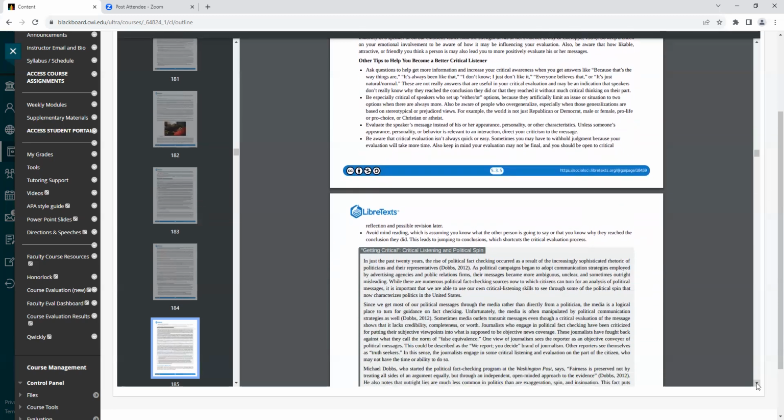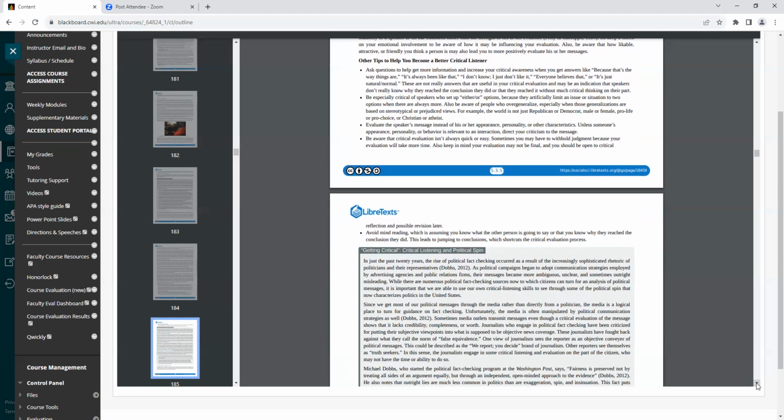Other tips to help you become a better critical listener: ask questions to help get more information and increase your critical awareness. When you get answers like, "Because that's the way things are," "It's always been like that," "I don't know, I just don't like it," "Everyone believes that," or "It's just natural, normal," these are not really answers that are useful in your critical evaluation and may be an indication that speakers don't really know why they reached the conclusion they did, or that they reached it without much critical thinking on their part.